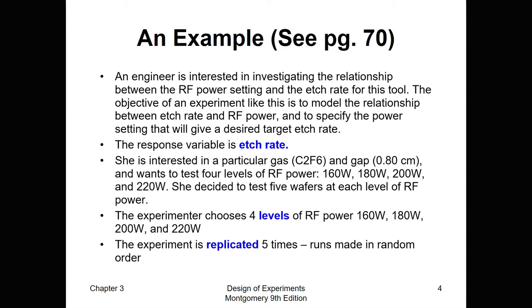Now, because we're using 5 wafers at each power level, we're actually replicating the experiment 5 times for each level. So we have 5 trials within each level, and our total sample size, that is the total number of wafers we need, is well, if I've got 5 wafers within each of 4 power settings, I need 20 total wafers to be able to do that. So that's what we're doing.